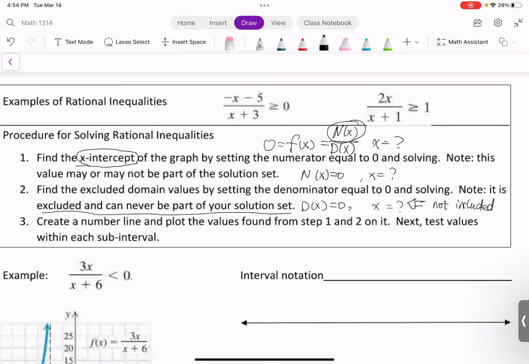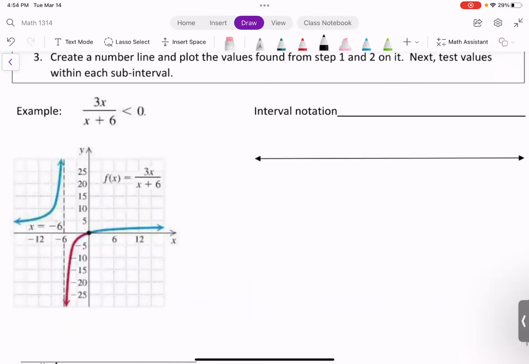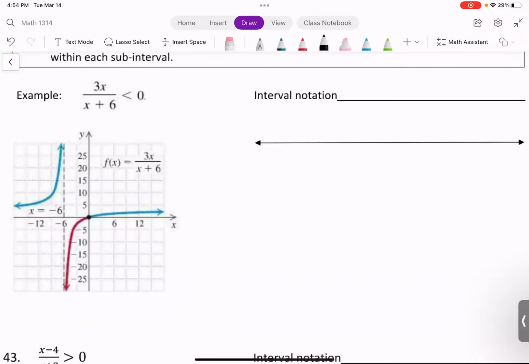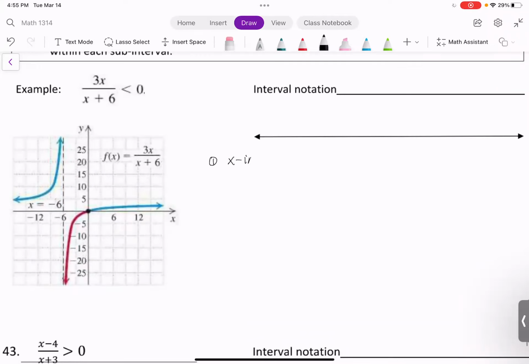All right, number 3, create a number line and plot the values, just like what we have learned before in polynomial inequalities. Let's see this example. This is a rational function, a rational inequality. First, we need to find the x-intercept. X-intercept means n of x equals 0. That means 3x equals 0, divided by 3 both sides, x equals 0. So the x-intercept is (0, 0).